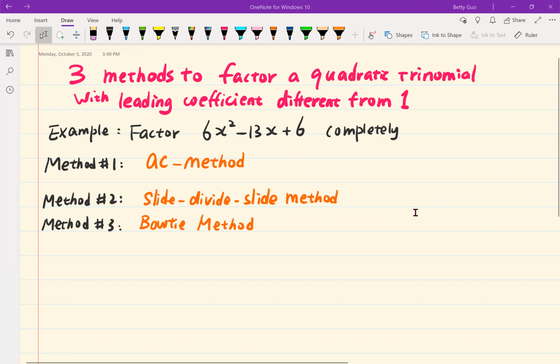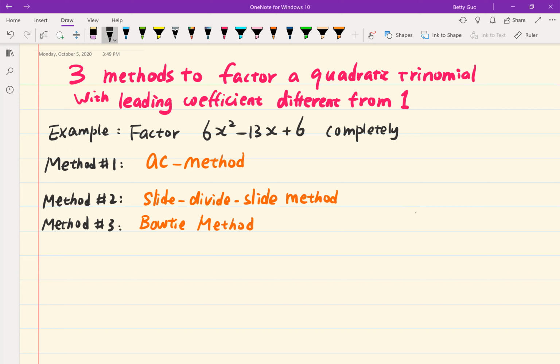In this video, we are looking at 3 different methods to factor a quadratic trinomial with the leading coefficient different from 1. We're going to use this example. This polynomial is a quadratic trinomial. Leading coefficient is 6, which is different from 1. The 3 methods are method 1, AC method, method 2, slide divide slide method, method 3, bow tie method.